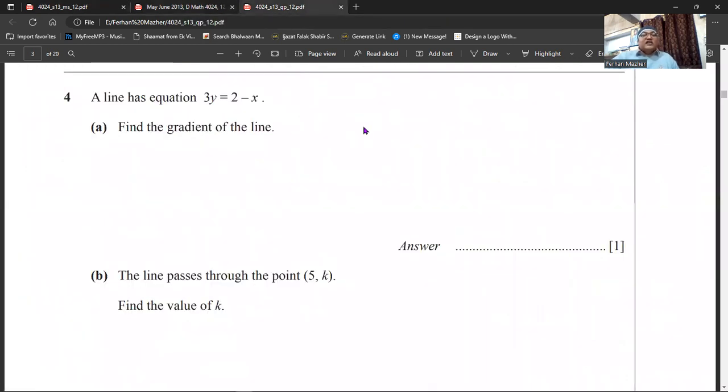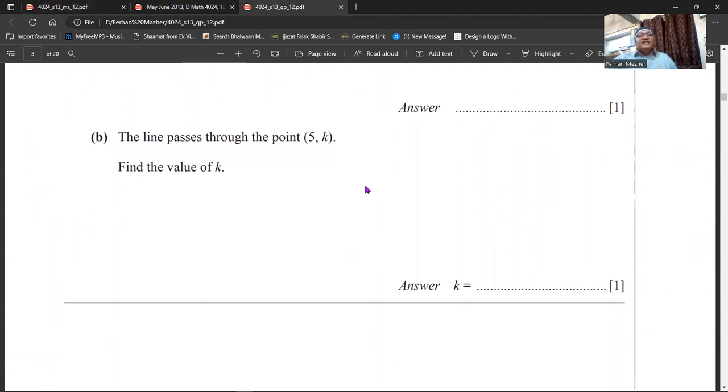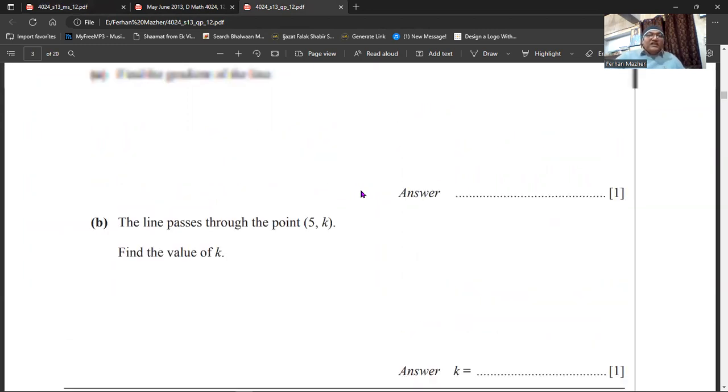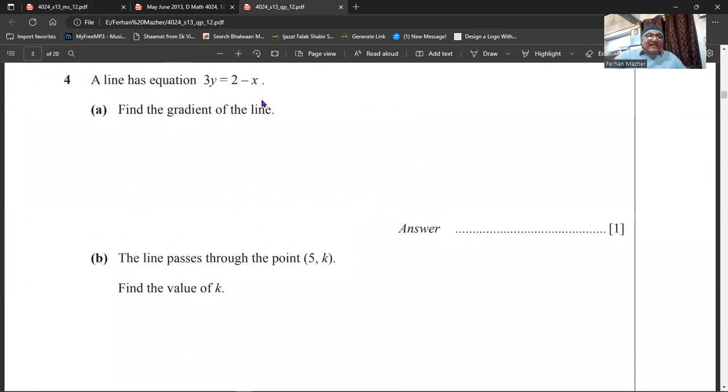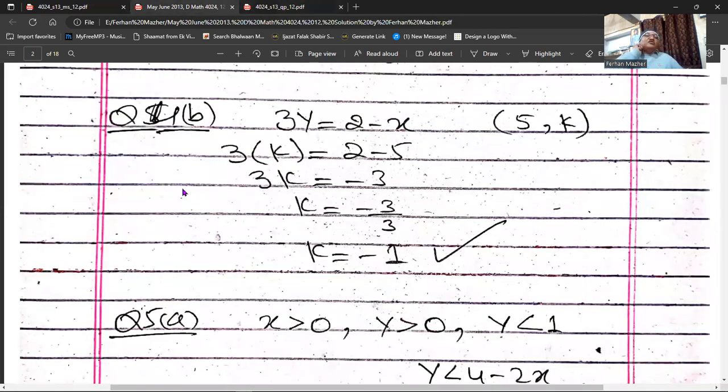Okay, the next is question number 4, B part. It's a 1 mark question. He says the line passes through the point 5 comma k. Find the value of k. So this line is passing through this point. So in this line, in the place of x, put 5, and in the place of y, put k. Substitute.